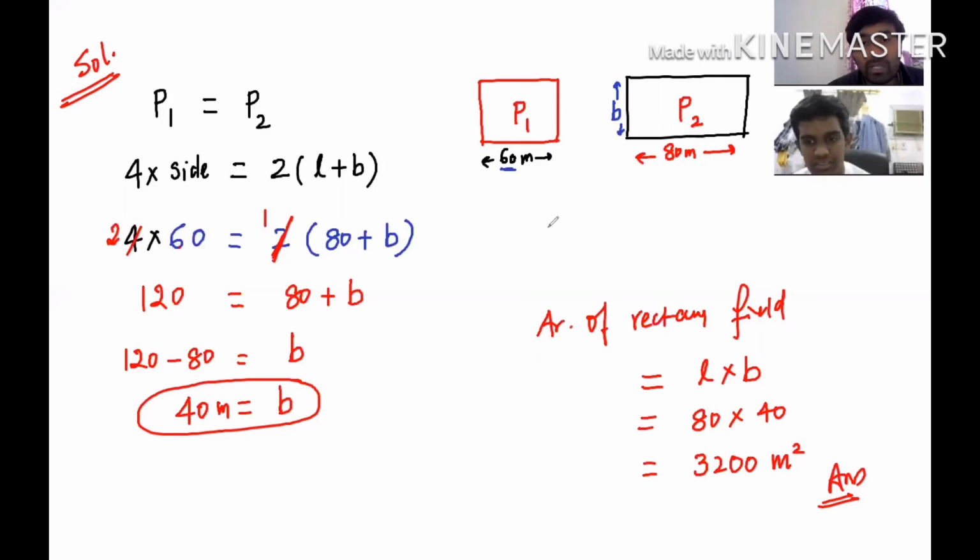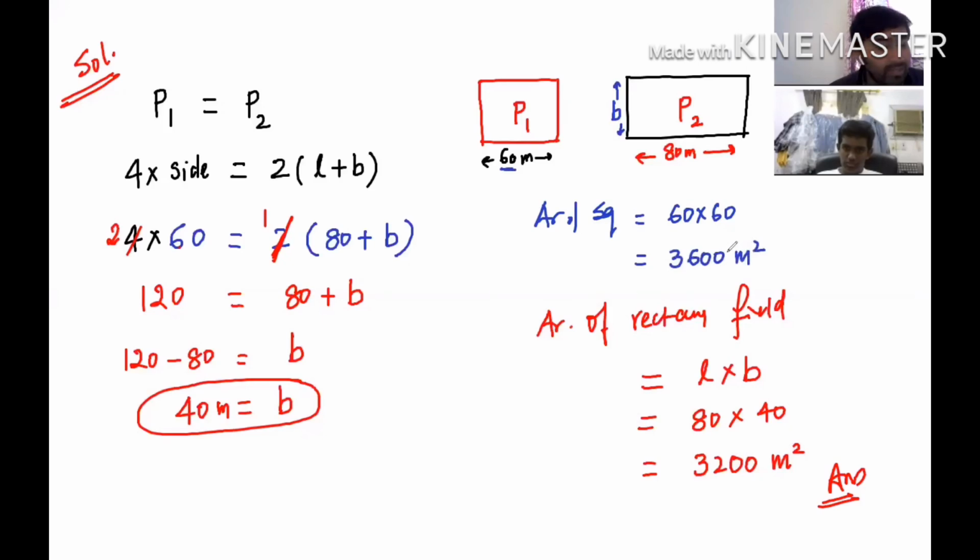It will be 60 times 60, that is 3600 square meters. Now you can say which area is bigger. Square area. Yes, square area, that's right, Rohit. Square area is bigger. Therefore, the area of the square is bigger. Got it?